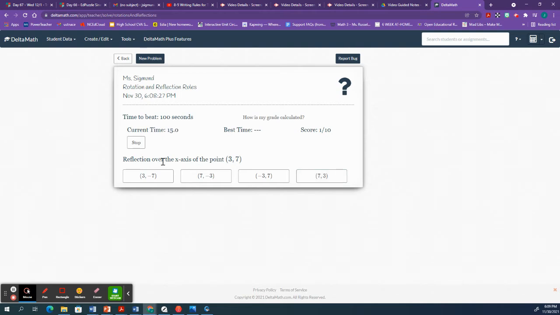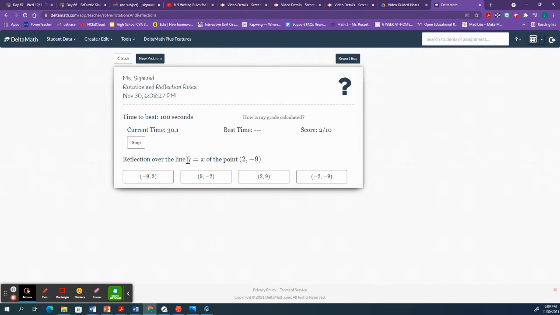Reflection over the x-axis of the point (3, 7). As it reflects over the x-axis, x and y stay in the same place, but y becomes negative. So we're looking for (3, -7), not where x is negative, where y is negative.